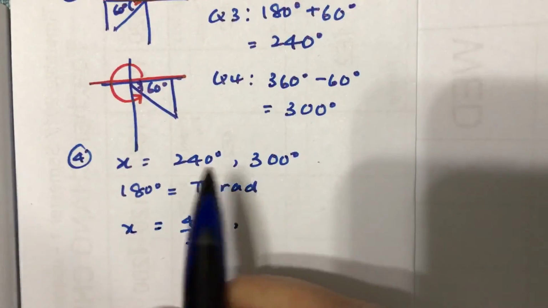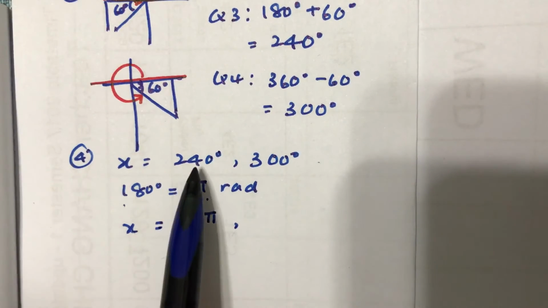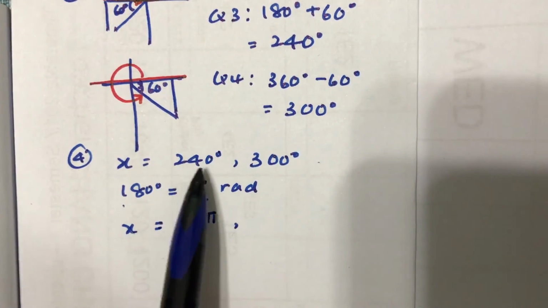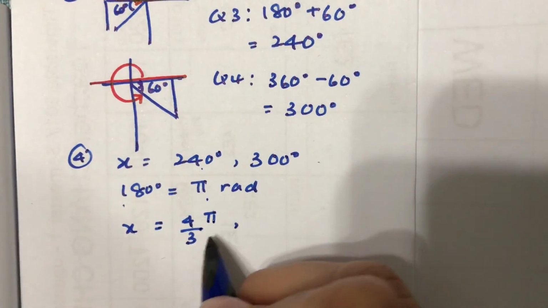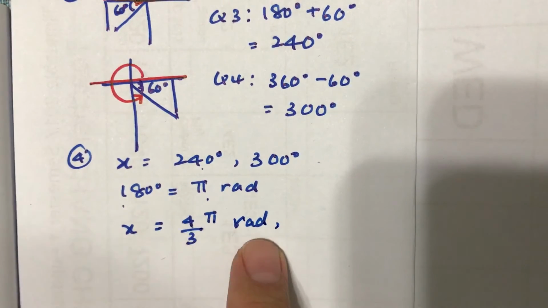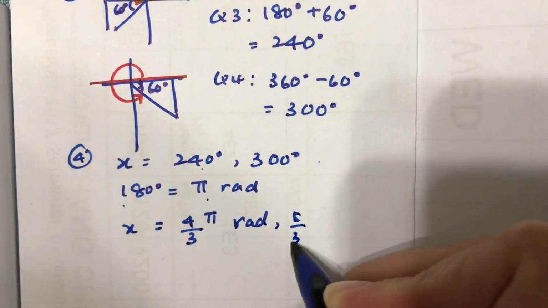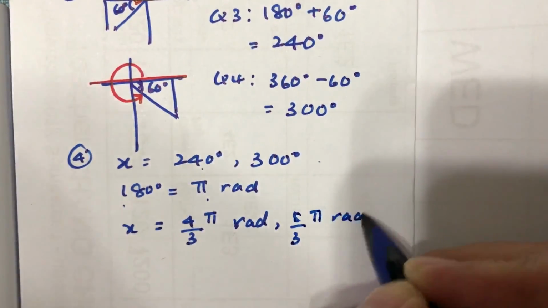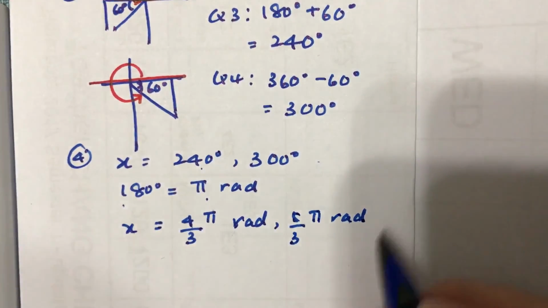Okay, so you just have to convert this. So every 180 is actually pi. So you have 240. So you just have to take 240 divided by 180 times pi. So this is in terms of radians. Maybe I should write this out. 4 over 3 pi radians, and for 300 you do the same thing as well. So you have 300 over 180, and you'll be able to get 5 over 3 pi radians. So there you have it. So these are the two possible answers that you can have.